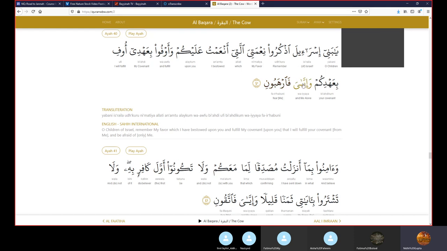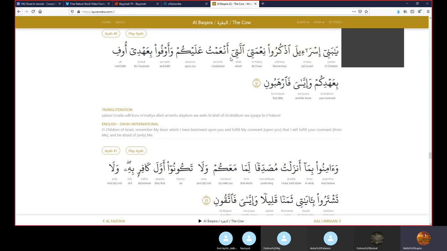With these two together, iyaya farhabun, it is not just an emphasis, but a double, extra emphasis. It could have been bi ahdikum irhabun, right? The meaning would change if there was no fa and no iyaya. Iyaya adds emphasis, and fa adds another layer of emphasis. Like I'm saying, it's me and me alone, absolutely me and only me and nobody else.